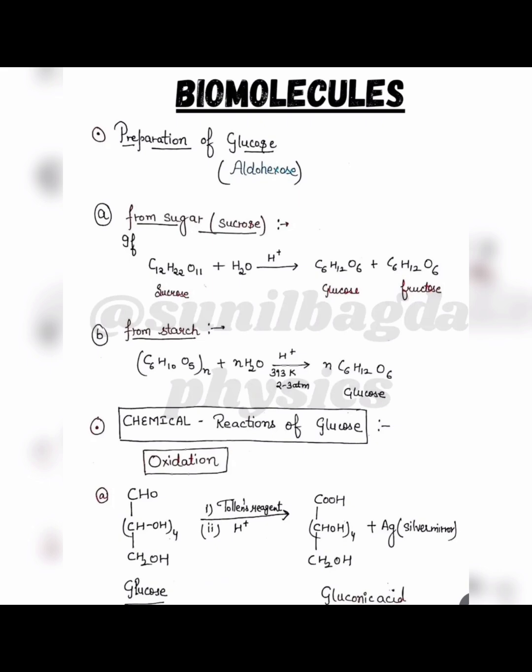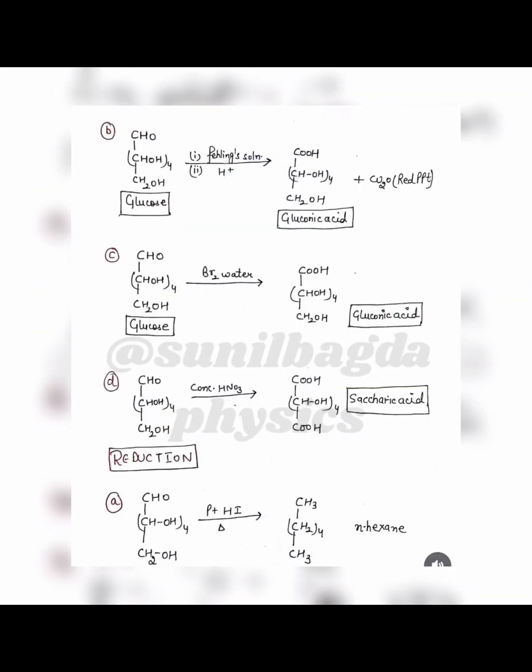Chemical reactions of glucose. First, glucose undergoes oxidation in the presence of Tollens reagent. The composition of Tollens reagent is [Ag(NH3)2]+. It is a coordination complex. On hydrolysis, it gives gluconic acid as well as a silver mirror as a byproduct. The second oxidizing agent is Fehling's solution. When glucose undergoes oxidation in the presence of Fehling's solution followed by hydrolysis, it gives gluconic acid as a major product along with the red precipitate of Cu2O.